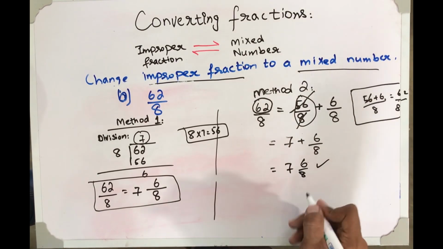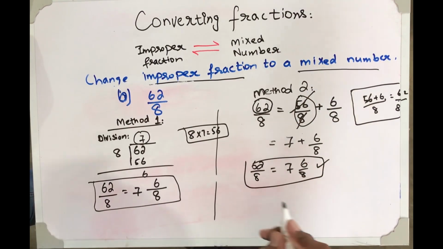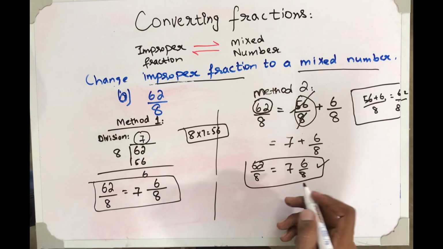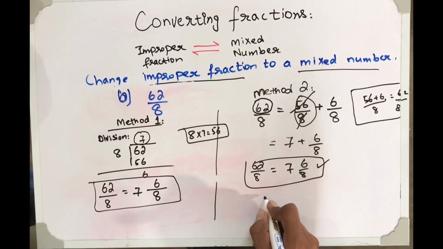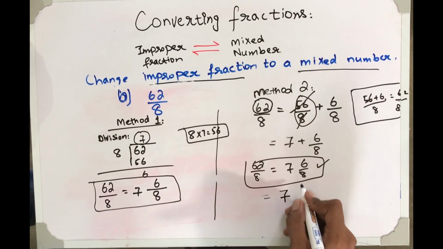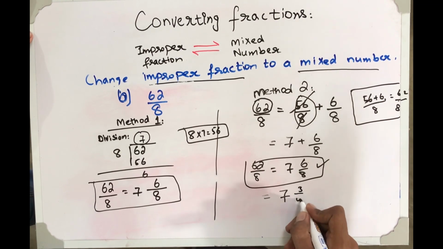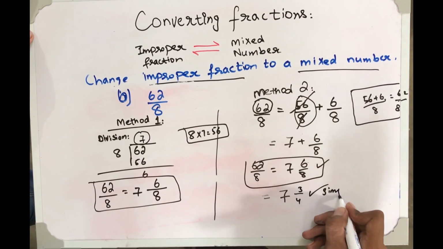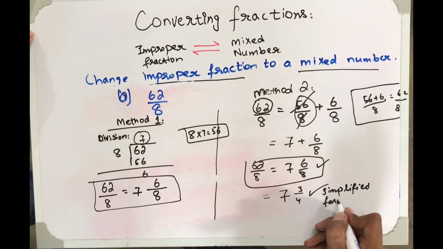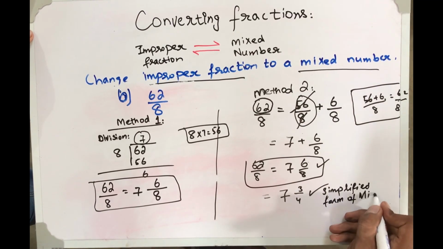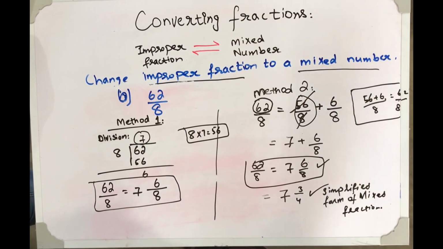So this is how we can convert an improper fraction into a mixed number. If the question is to convert this mixed number into simplified form, you can do it without any problem. 7 whole, we can divide 6 and 8 by 2 easily, 3 upon 4. So this is the simplified form of the mixed fraction. That's it.